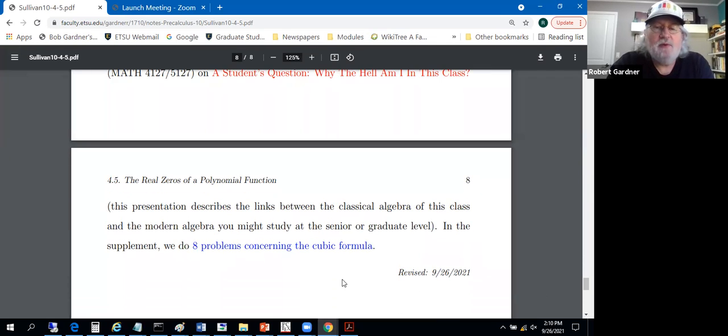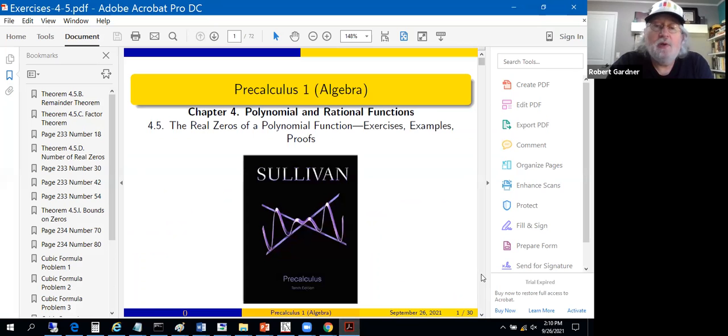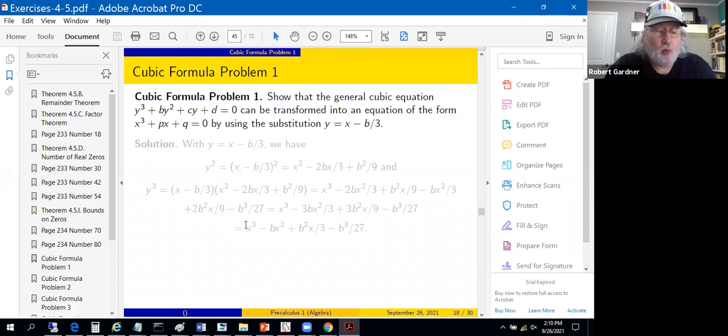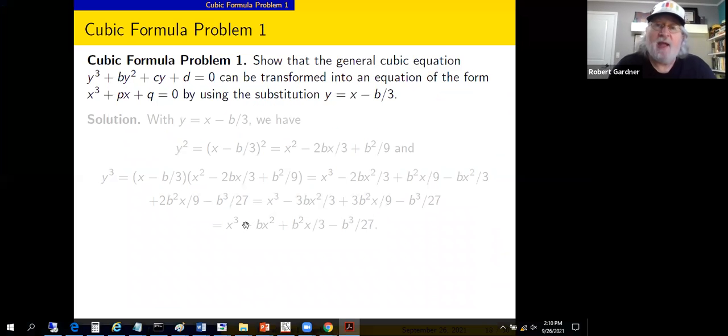So in this supplement, we're going to look at the cubic formula. I'm going to run through a set of 8 problems related to the cubic formula. To complete this section, we'll just look at cubic formula problem number 1 through number 8, and the remainder of the time we'll spend going through these algebraic manipulations.